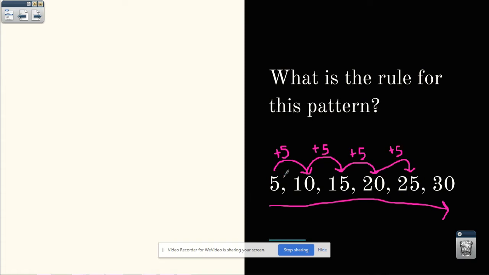And yes, the answer is yes. 5 plus 5 is 10. 10 plus 5 is 15. 15 plus 5 is 20. So the rule is plus 5. That's it. That would be your answer, plus 5.